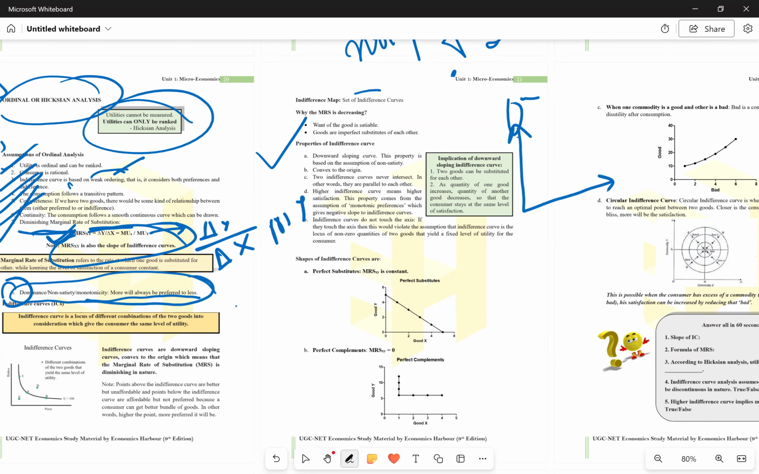Right, they are downward sloping. That is why each unit of a good gives you the same level of satisfaction. Now, what if the indifference curve were upward sloping? What if your indifference curve is like this? Then, say for example, this is the point A and this is the point B.